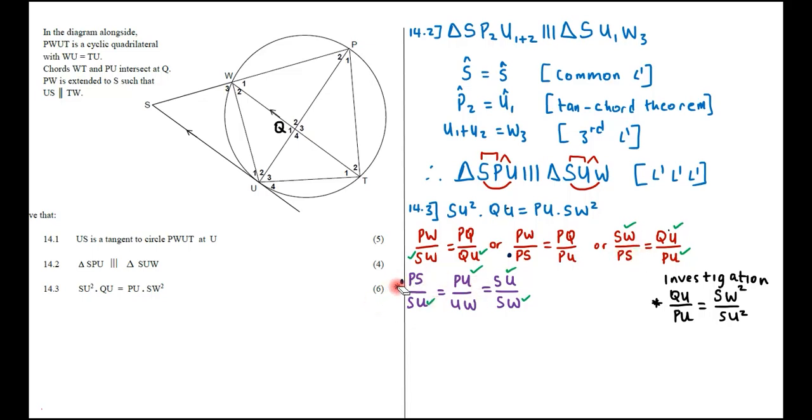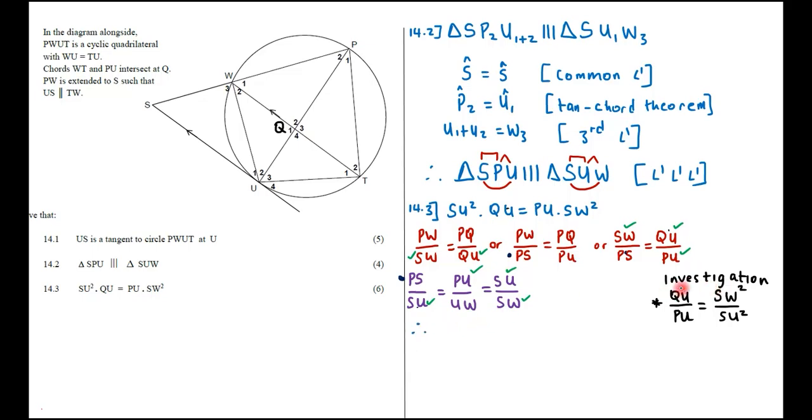Now looking at this, I can see that this PS, if I simplify it, I can get SU squared here, and then it will give me SW. So this SW will probably multiply with this one. So what does this mean then? This means now from here, I'm going to put that into action. So how do I put it into action?